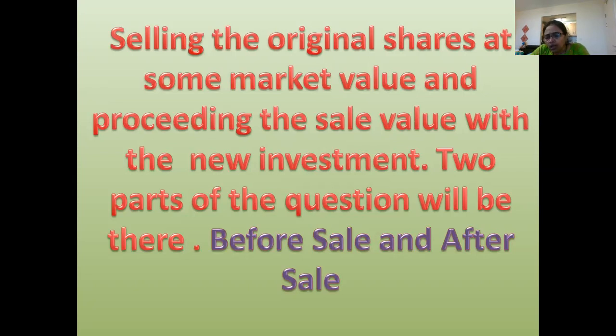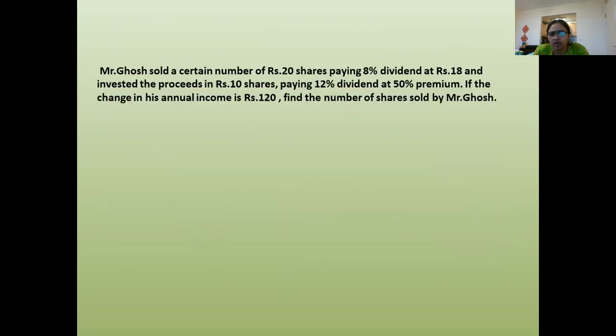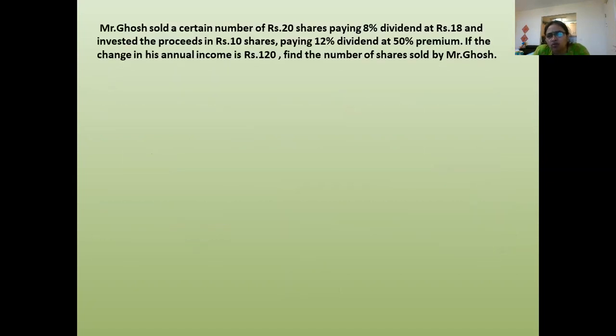So what did he do? He sold the shares and he invested in company B. And whatever the sale value he gets after selling, that is called sale proceeds, which is then invested in another company. This is what you're going to see actually. So the formula for sale proceeds is number of shares into market value of one share. Let me take you through this question.